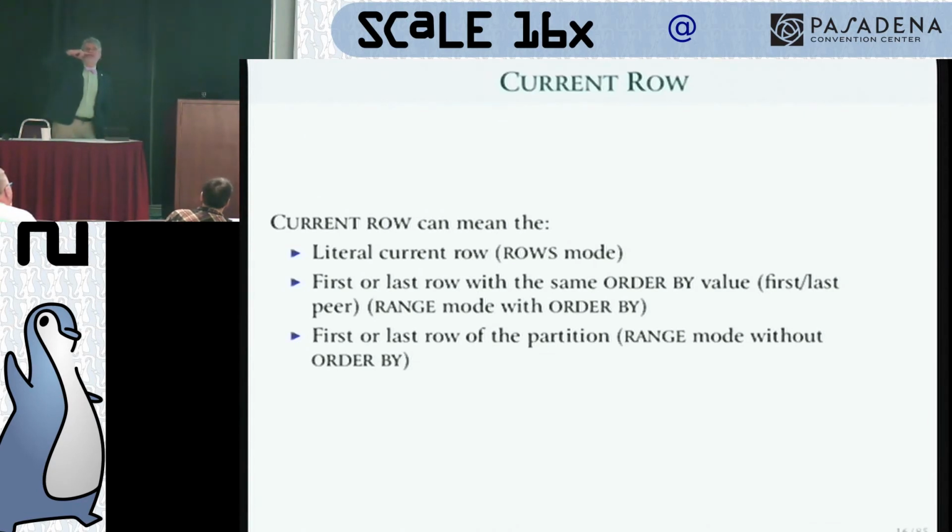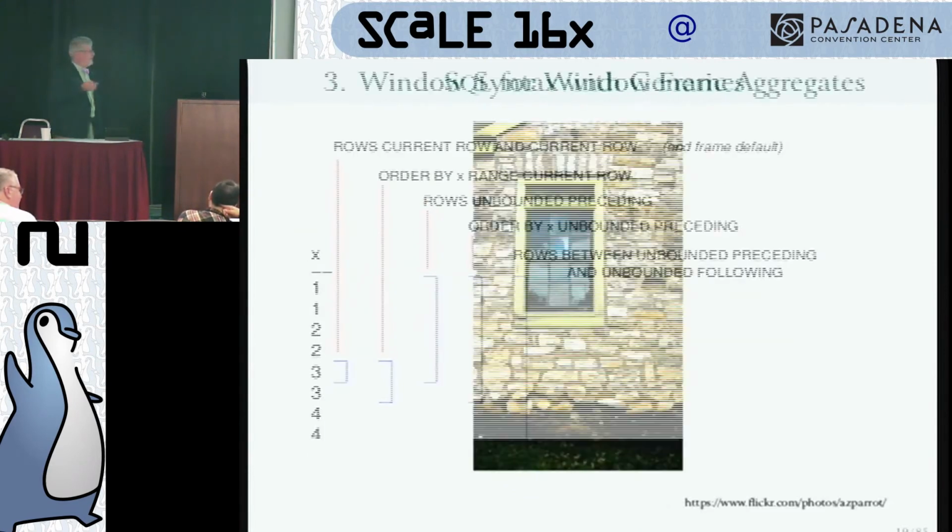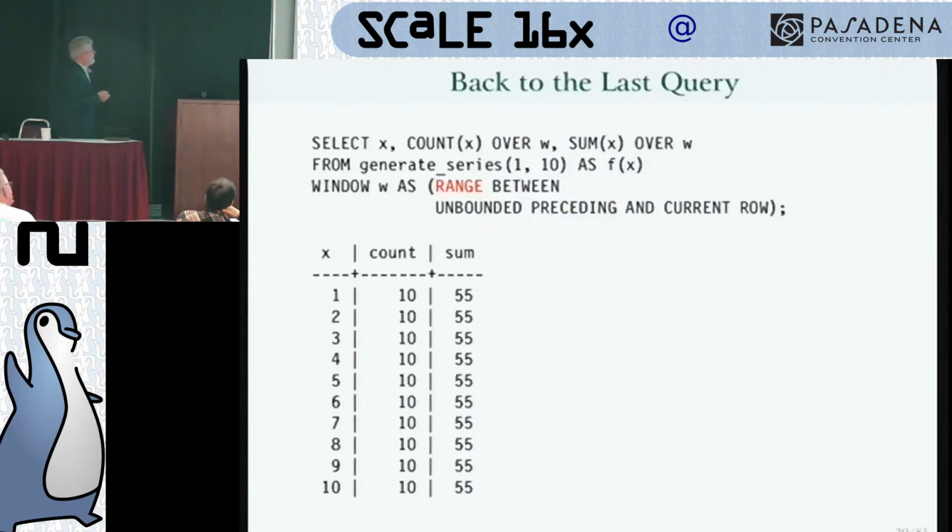No, if you say rows between current row and current row, you get just your current row. That's right. If you say range between current row and current row, then you get all of the rows that have the same order by value. If you have an order by, and if you don't, you get the entire set. Right? I think I have an example here. You're definitely going to be ill with that one, but I do have an example.